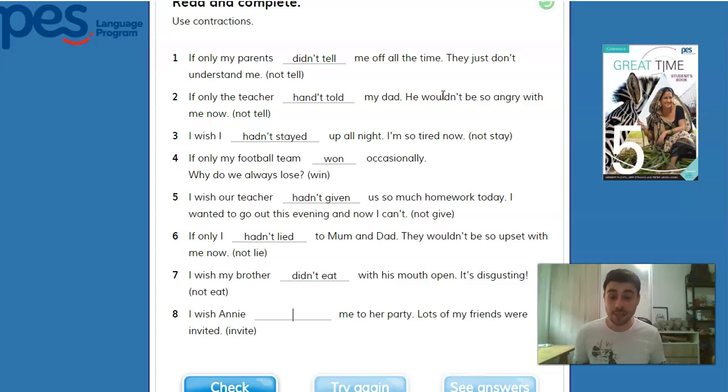And finally, number 8, I wish Annie me to her party. Lots of my friends were invited. So here we're talking about Annie, who is going to throw a party. But to throw a party, we need to invite people before. And lots of the friends were invited, but the person wasn't, right? So we're talking about a past regret. So I wish Annie had invited me to her party.